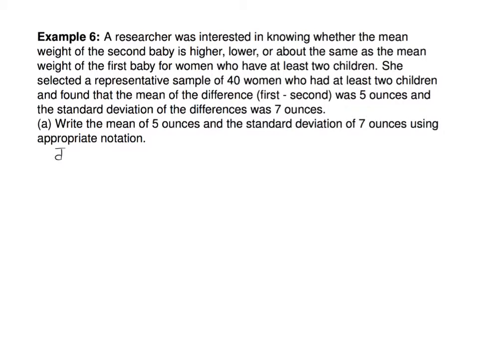So moving on. The point is, for the mean of 5 ounces, instead of x bar, you use d bar. Does that make sense why? Because it came from a difference. And then for 7, instead of s, I use S sub D.